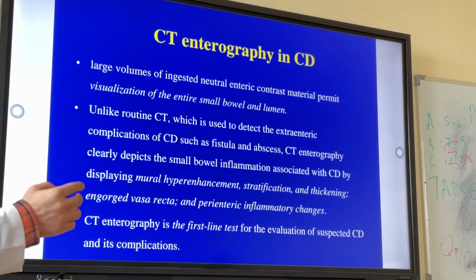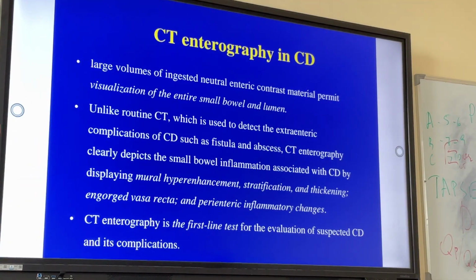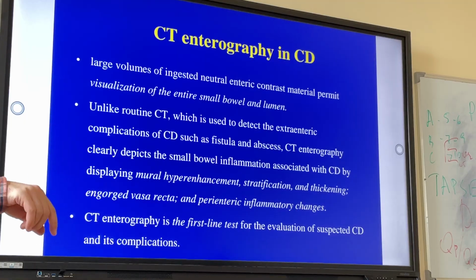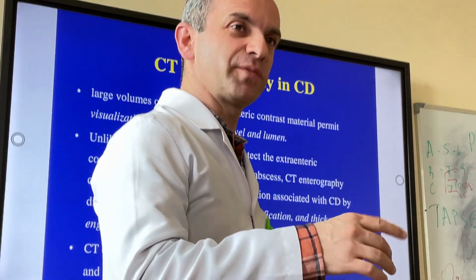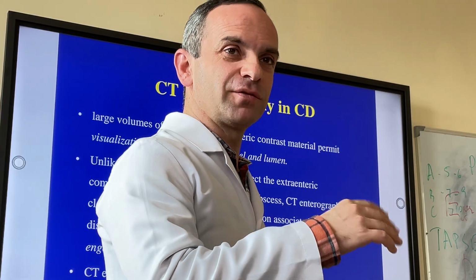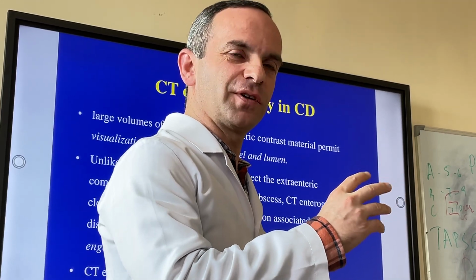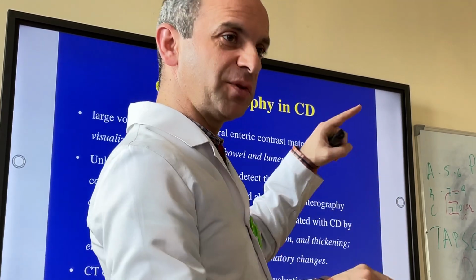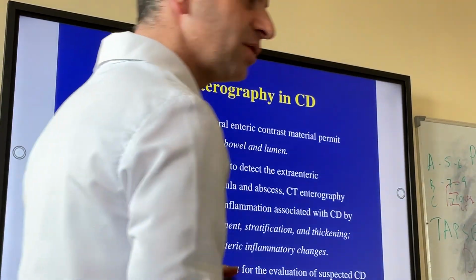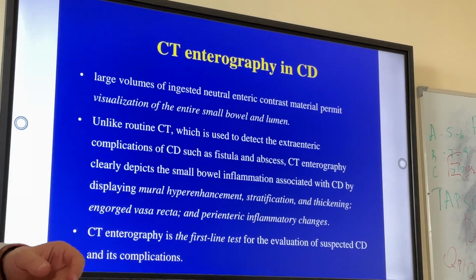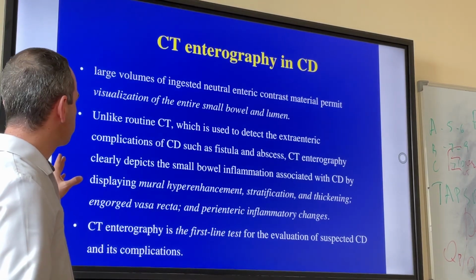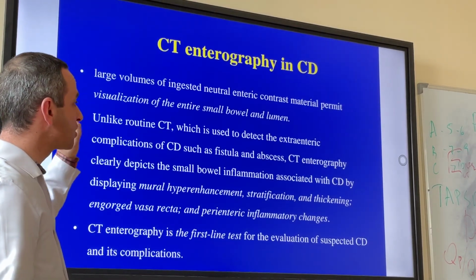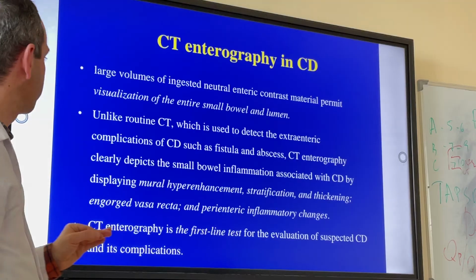As I told you, endoscopy cannot go deeper than the duodenum, and colonoscopy cannot go more proximally than the distal part of the ileum. This middle part is remaining. That is where CT enterography is very often used. Large volumes of ingested neutral enteric contrast material permit visualization of the entire small bowel and lumen.